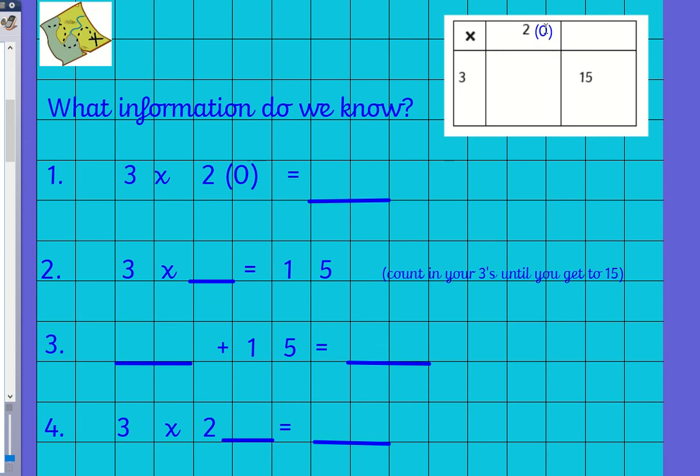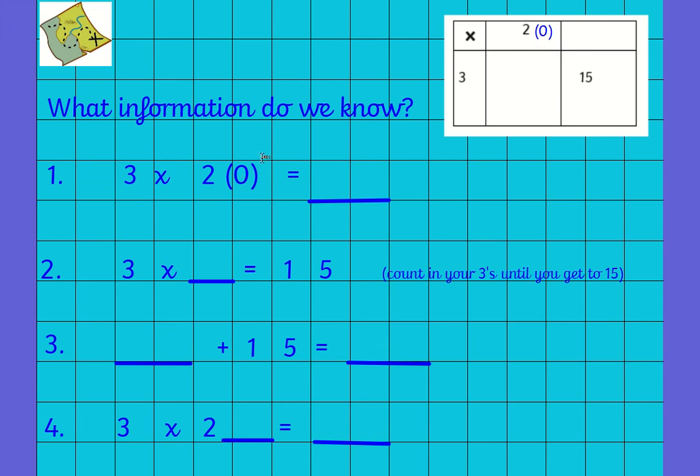So what information do we know here? Well, 3 times 2, which is actually 3 times 20, equals 60, doesn't it? Okay, so we know that, don't we? 3 times something equals 15, and I've put here counting your 3's till you get to 15, so let's do it. 3, 6, 9, 12, 15, and the answer there is 5. So we know that now, so we better put that information in. We know that that's 60, and we now know that that is 5, don't we?